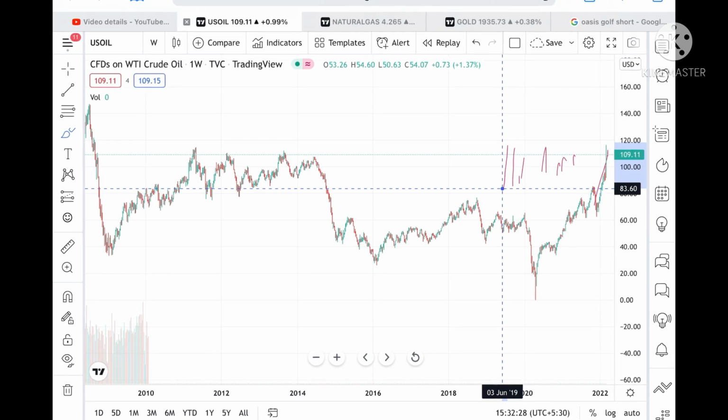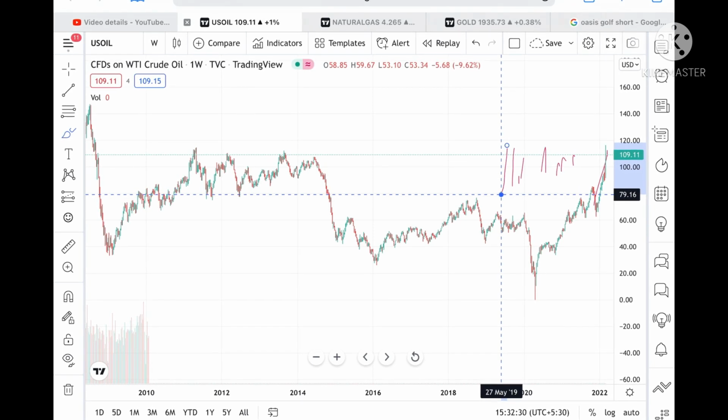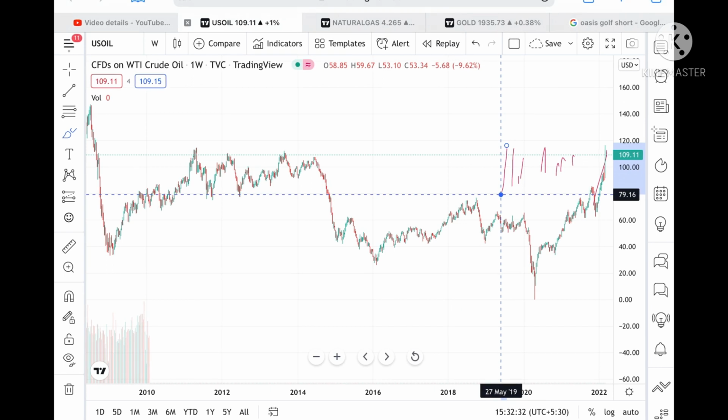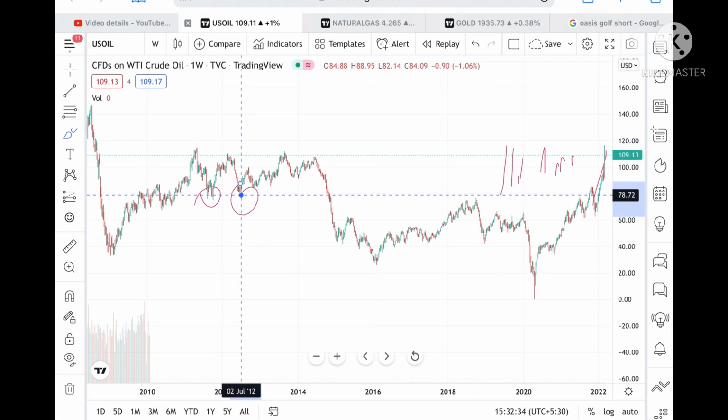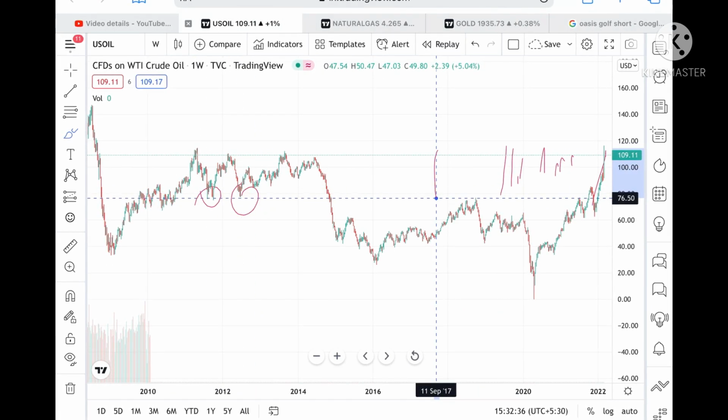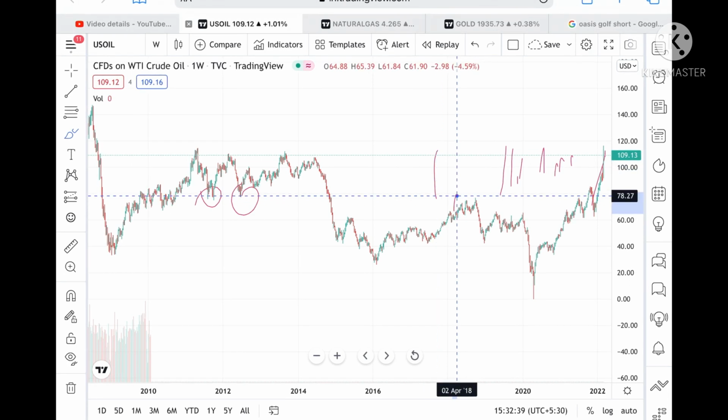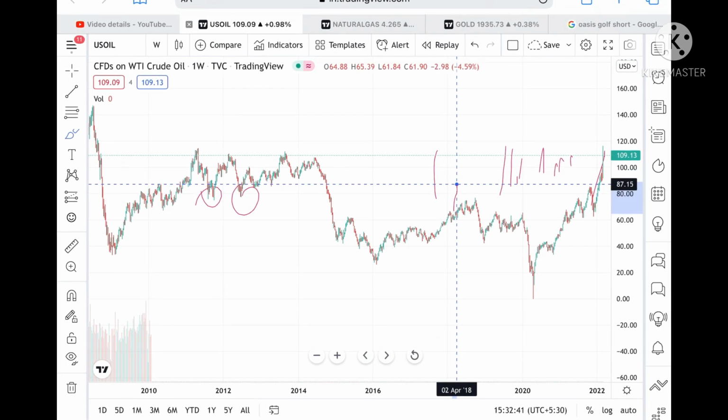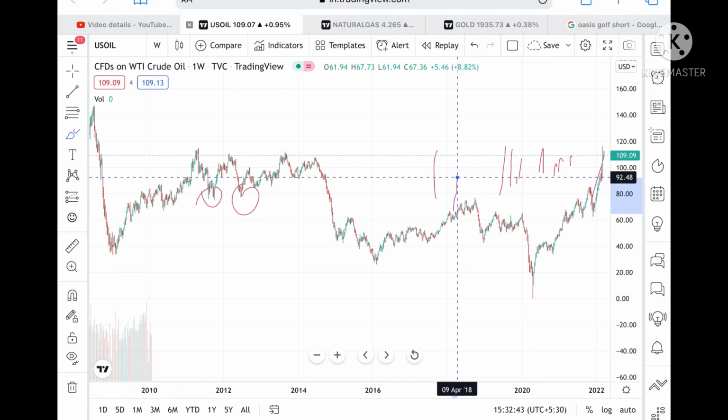And suppose if the price goes below this level, then we can see it can fall further towards a level of 83.60, and from there we can see it can fall further towards a level of 79.16, and these levels are already being tested here. 79.16, we can see that 76.5, we can see 92.48 is a strong support.